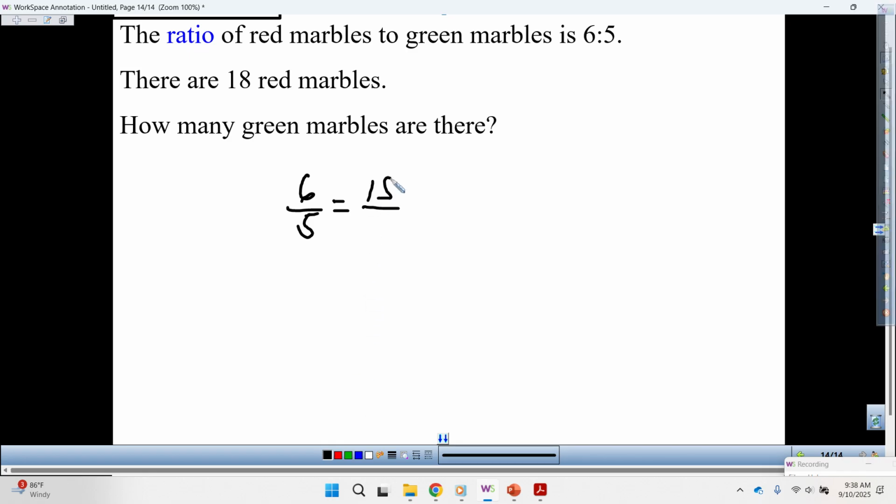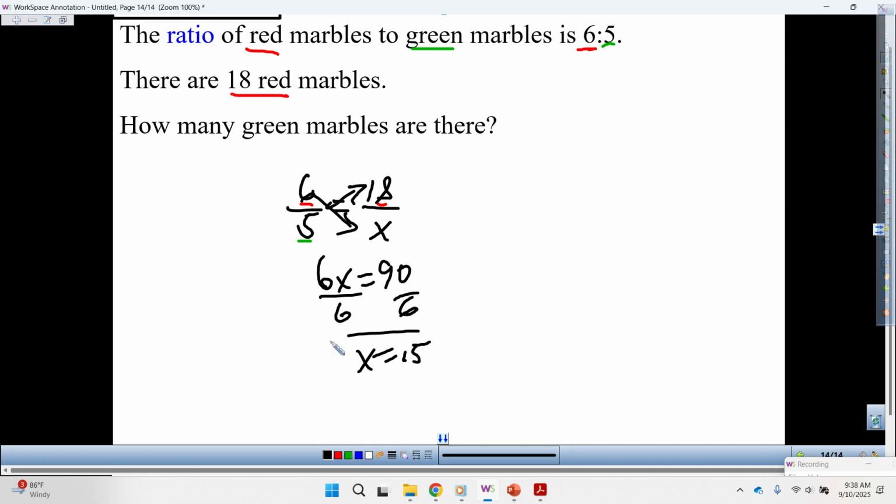18 goes on top. Let's double check that. It says red marbles, that means that's mentioned first, that goes with a 6. Green marbles is mentioned second, that goes with a 5. And this, they're telling us that it's what? 18 red. So does that correspond to that? Yes. And of course that's x, cross multiply. 6x equals 90 divided by 6. X equals 15. Hands if you got 15.